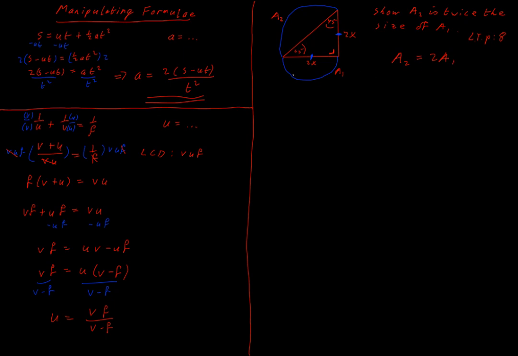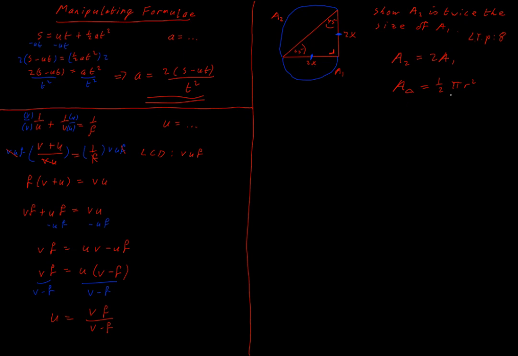Well, how would we get the area of either of our triangles, of either of our semicircles, I should say? Well, the area of our semicircle is half the area of our circle. And if we go to page 8 in our log tables, or if we remember it, pi r squared is the area of a circle. So half of that is going to be the area of a semicircle.